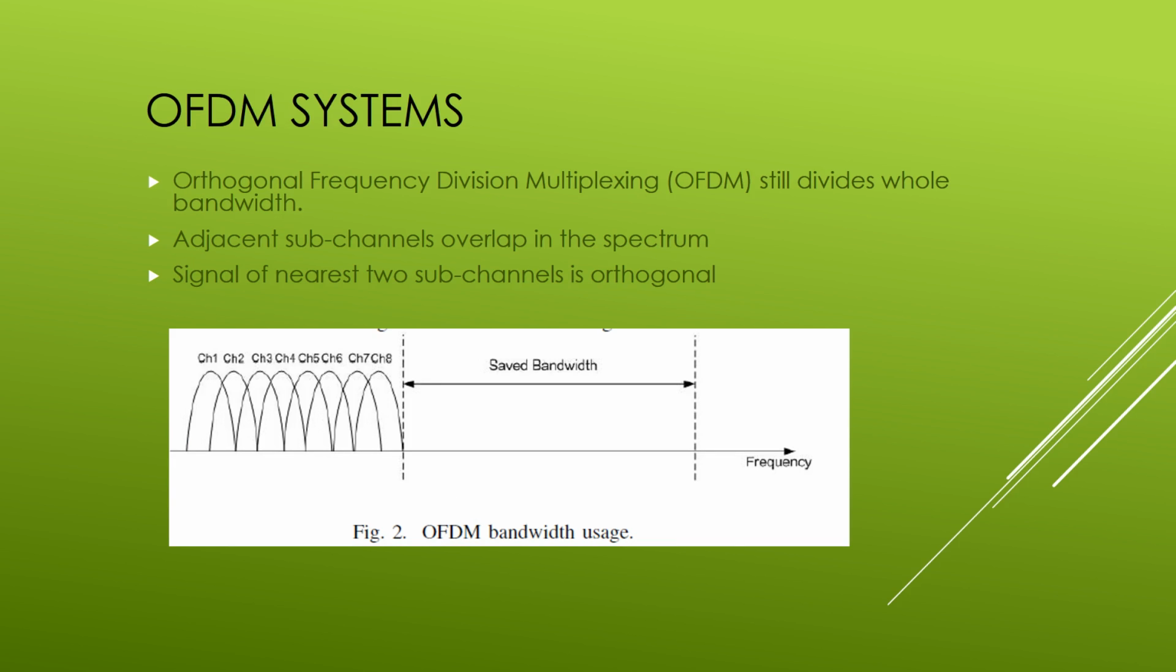So the OFDM system is designed to solve this problem. It still divides the whole bandwidth into some sub-frequency bands, but now the adjacent subchannels could overlap in the spectrum. And the signals of the nearest two subchannels are orthogonal. And due to this orthogonality, even though the signals are overlapped in the frequency band, they still do not interfere with each other, but the bandwidth could be saved a lot.